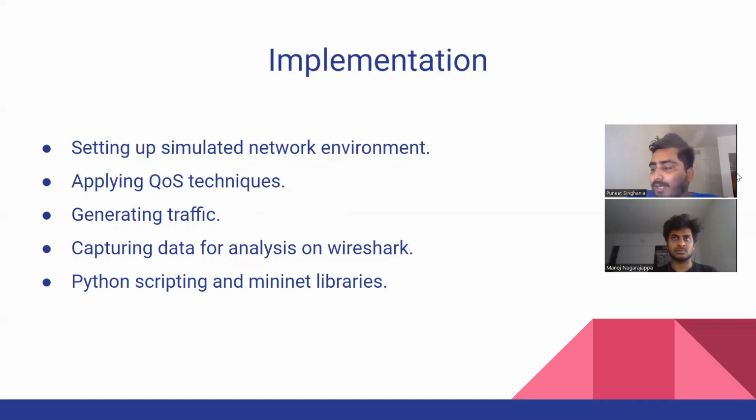So we employ different Linux traffic control commands to apply QoS techniques. We implemented priority queuing using the prio qdisc and token bucket filtering using the TBF qdisc. And we generate the traffic. Now we are using iPerf to generate bulk data transfer traffic between the virtual hosts. On one host, we started an iPerf server, while on another, we started an iPerf client.